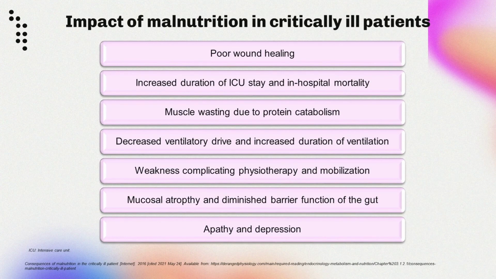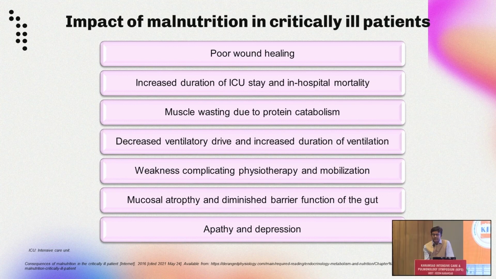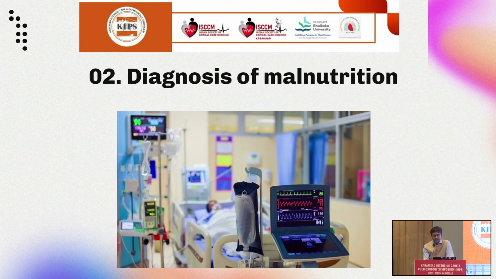Indian data are a little different, so we have to think a little differently. We cannot copy the principles and data of the ASPEN guidelines exactly. The impact of malnutrition in critically ill patients: it delays wound healing, increases duration of ICU stay, leads to muscle wasting, decreases ventilatory drive and increases duration of ventilation, causes weakness complicating physiotherapy and mobilization, mucosal atrophy and diminished barrier function of the gut, apathy and depression. So we can see that malnutrition affects everything from head to toe.